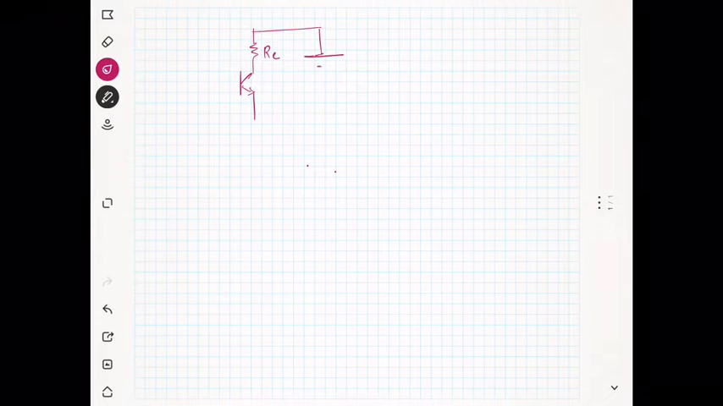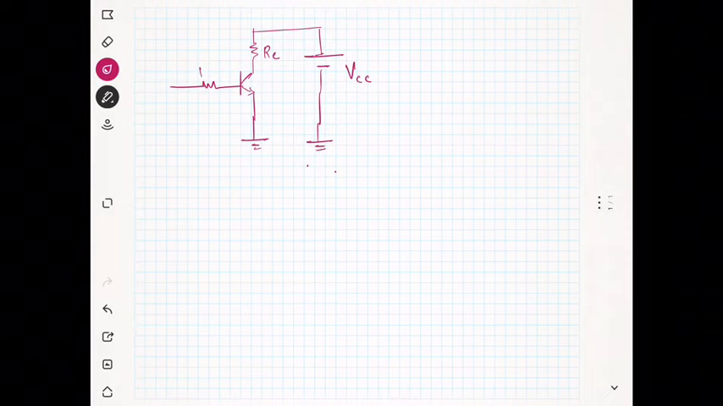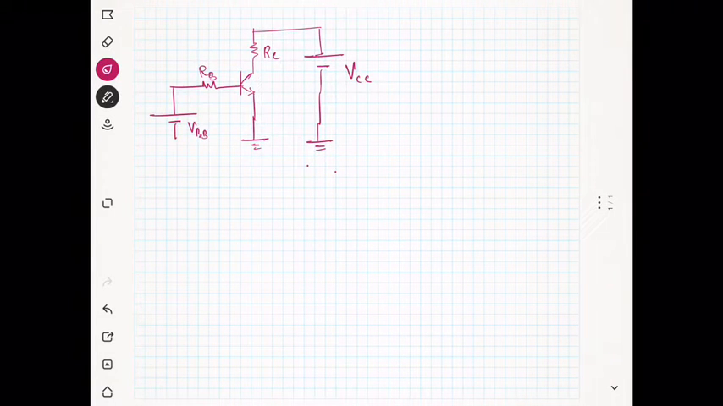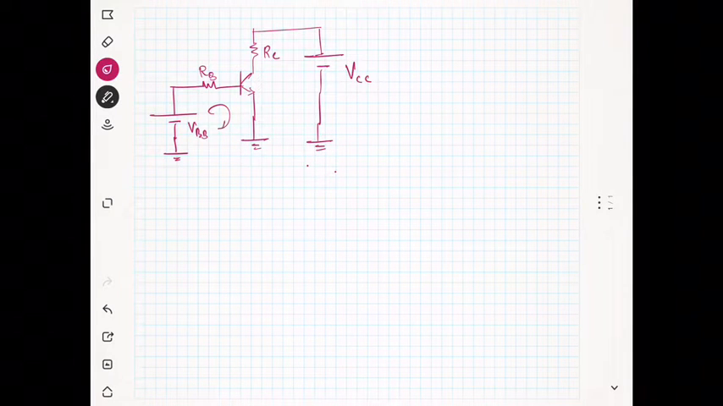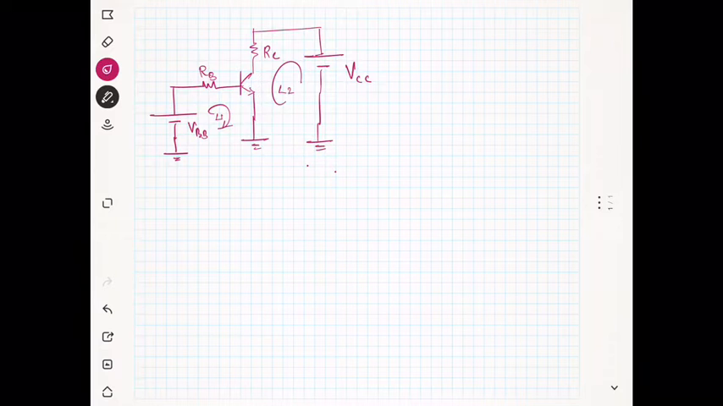In the last class, we have seen the transistor circuit like this, okay, and it is having a power supply which is VCC, and this is ground, and you can see there is an RB, there is a VBB, right? And we have seen how to analyze this circuit in the last class. So we will be taking a loop at the input side, we will be taking a loop at the output side, right? And we have seen how to write the Kirchhoff law at loop 1.